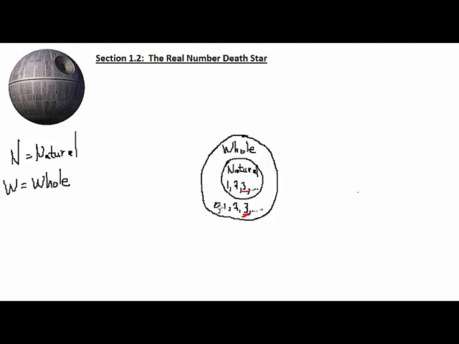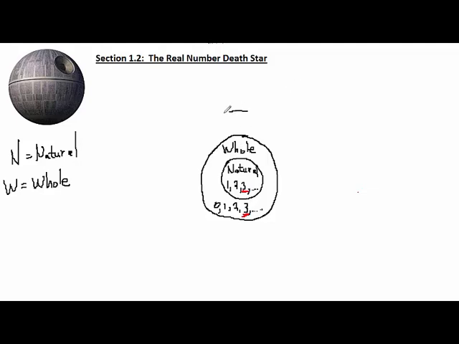Stormtrooper 0 is a whole number. He's not a natural number. He's not allowed to move to the inside of the core. You can only move out. So notice that 3, he can move out. 3 is a whole number and a natural number, but 0 is only a whole number.